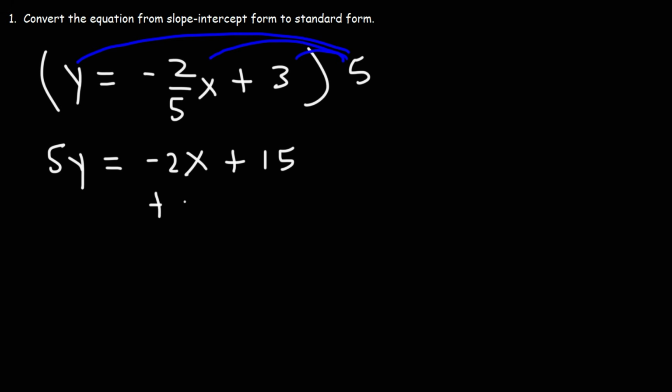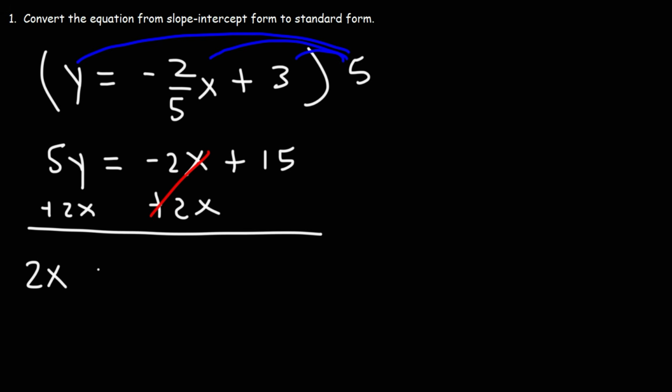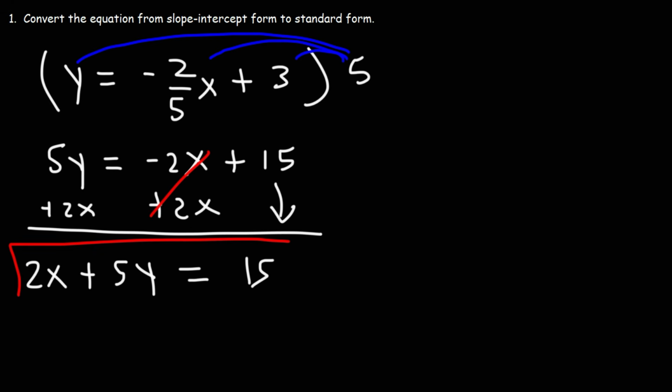Now the next thing we need to do is add 2x to both sides. So we're going to have 2x plus 5y. We can't combine these because they don't have the same variable. They're not like variables. Now let's bring down the 15. So this is our final answer. It's 2x plus 5y equals 15.